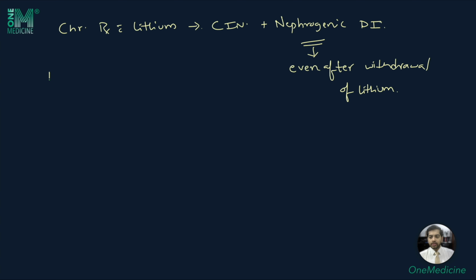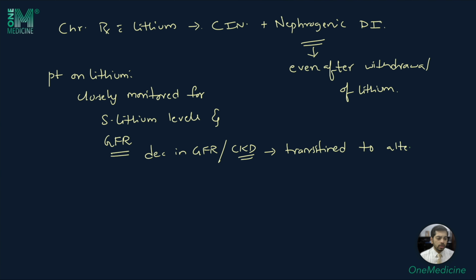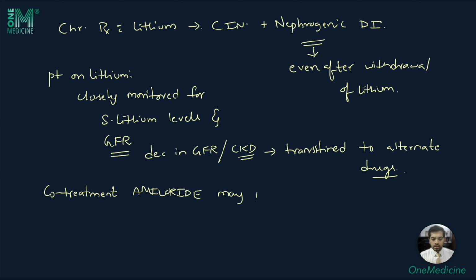As a general rule, the patients on lithium should be closely monitored for serum lithium levels and the glomerular filtration rate. If there is a decline in glomerular filtration rate, or if the patient is developing chronic kidney disease, then the patient should be transitioned to alternate drugs to avoid progression. Co-treatment of these patients with amiloride may prevent nephrogenic diabetes insipidus in these patients.